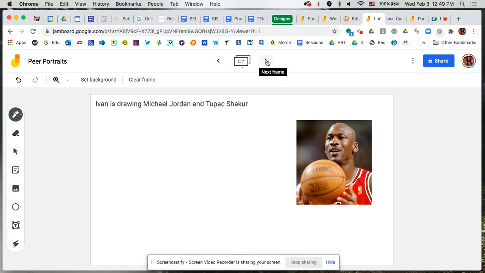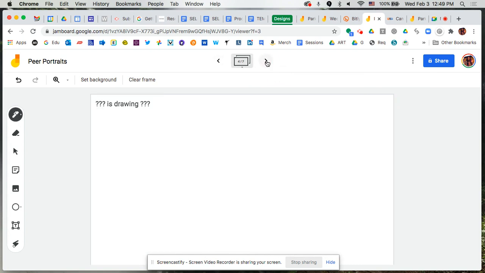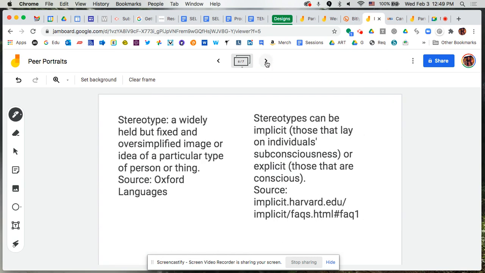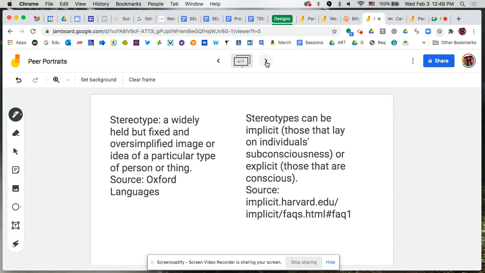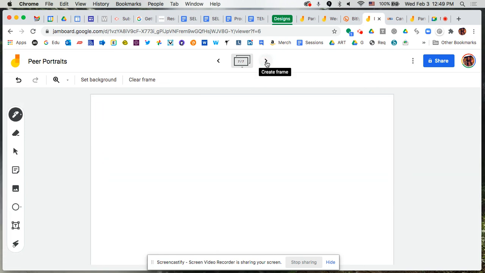Up here at the top, as you move over into the next frame, as you click through, it'll add a new frame, and that's how you add new ones. So I currently have 7, so this is the 7th out of 7, and if I click on the right arrow, it creates an 8th Jamboard for my other students. So if you've got 30 students, then obviously you're going to have 30 different Jamboards, 1 per student, for them to be able to complete this.